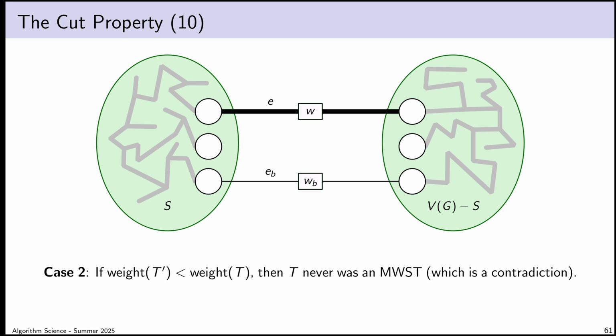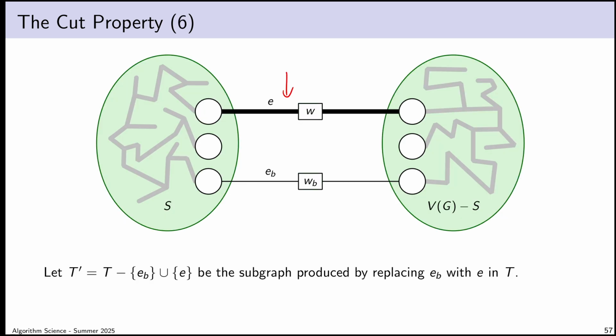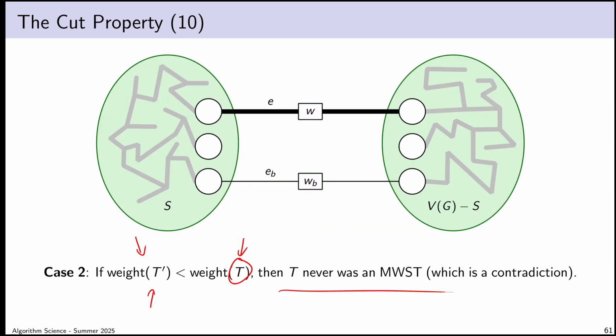Now what about case 2? Case 2 is where the weight of my new tree T prime is less than the weight of my original tree T. But that's also a contradiction, because I assumed that T was a minimum weight spanning tree. But if there exists a tree with lower total weight, well then T wasn't a minimum weight spanning tree after all. That's also a contradiction. So I get a different contradiction in both cases, although there are lots of ways of breaking this down into cases. But in both cases, I'm able to show that the contradiction occurs, and therefore my original assumption has to be false. That is the assumption that E is not in any minimum weight spanning tree.